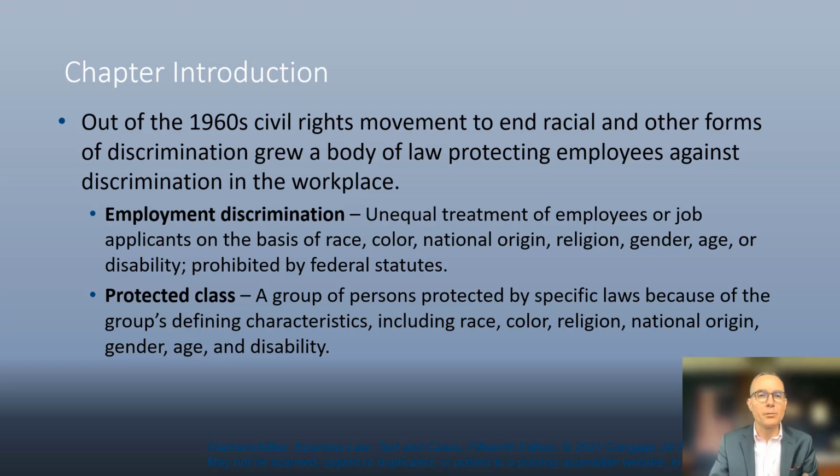So two key terms: employment discrimination and protected class. What we mean when we say employment discrimination is the unequal treatment of employees or job applicants on the basis of some defining characteristics: race, color, national origin, religion, sex, age, disability. Those kinds of things that are protected by federal statute. When someone is a member of a protected class, it just means they're grouped together as persons, and they're protected by specific laws, and those characteristics are just the same: race, color, religion, national origin, sex, age, and disability.